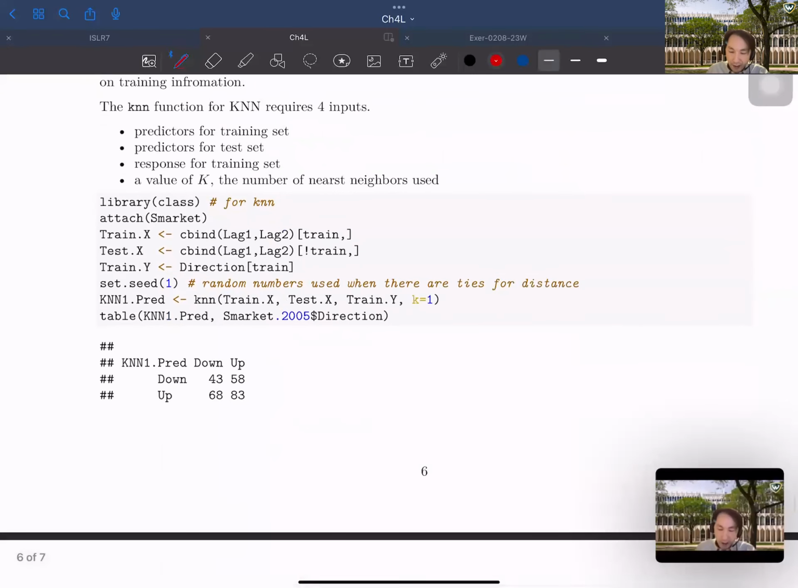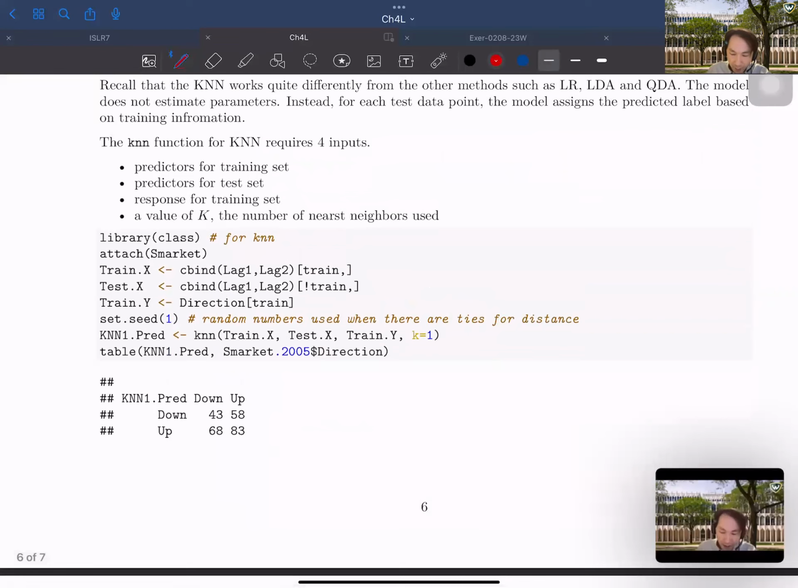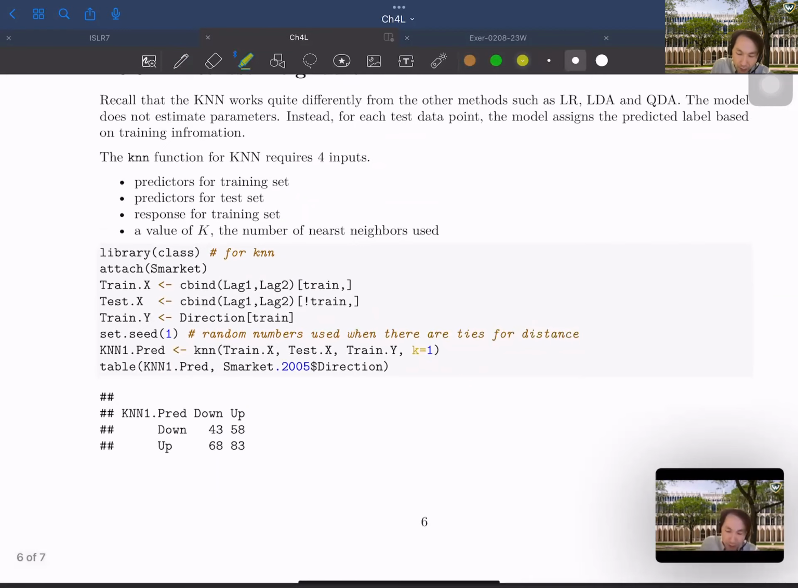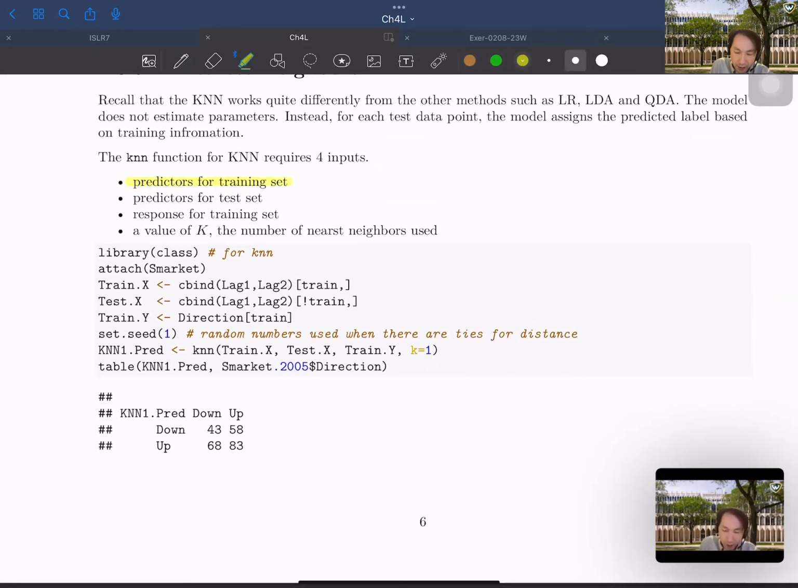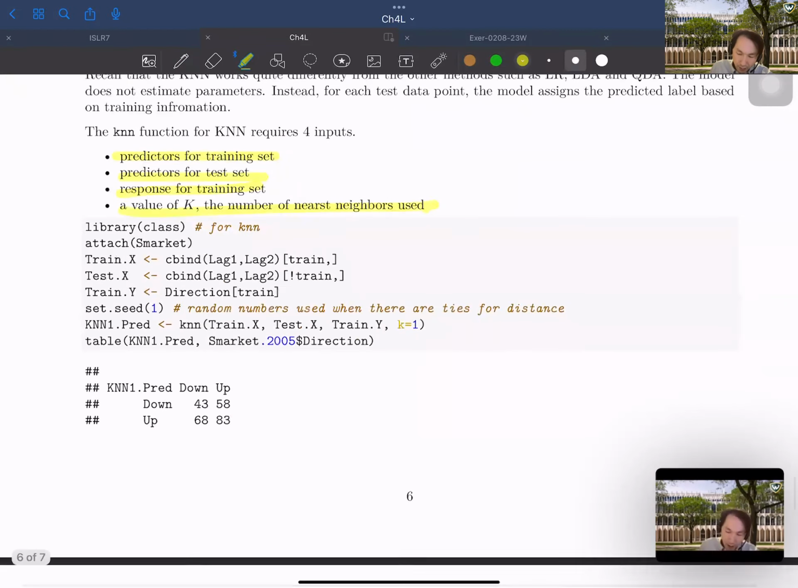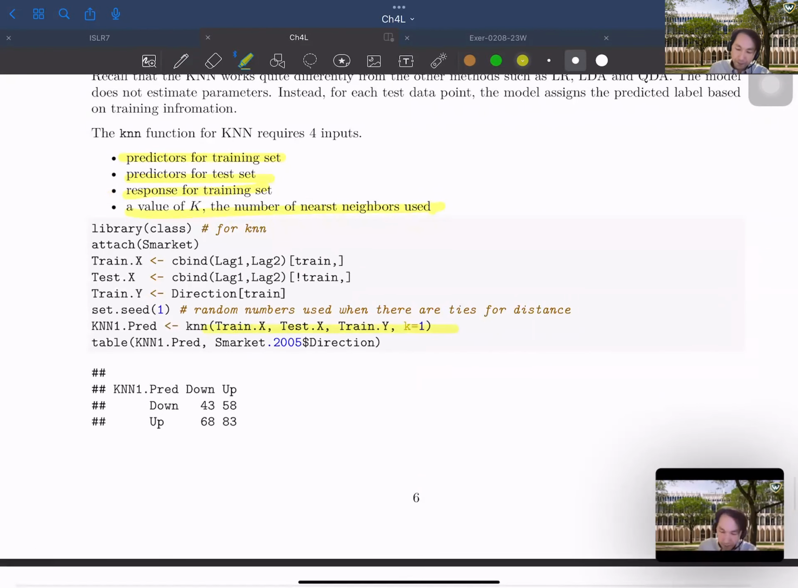And lastly, the KNN. KNN is more logical in terms of the input and output. We have to input these things: predictors for the training set, predictors for the test set, response for the training set, and the value of K. And you can put them in this way.